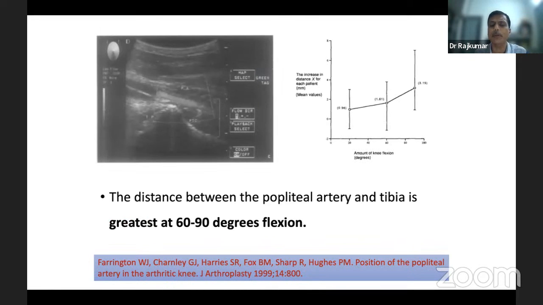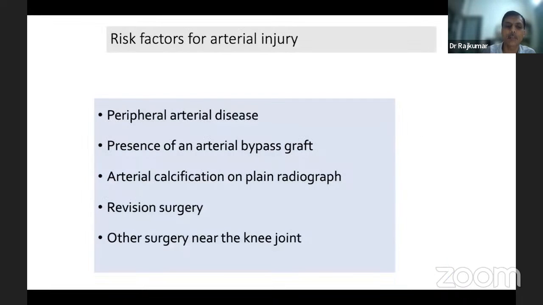The distance between the popliteal artery and the tibia is greatest at 60 to 90 degrees of flexion. In that position, you should not put any Hohmanns, and the saw blade should not go there. So whenever you are taking a cut, you have to be very careful between 60 and 90 degrees of flexion. All your Hohmanns have to be over the bone, not very deep.